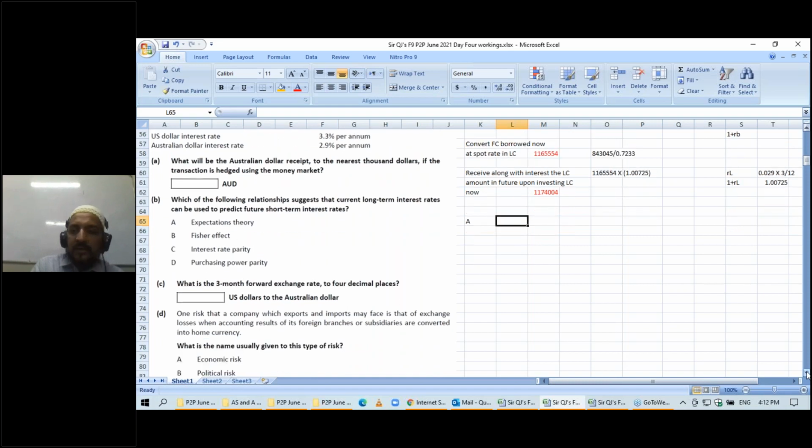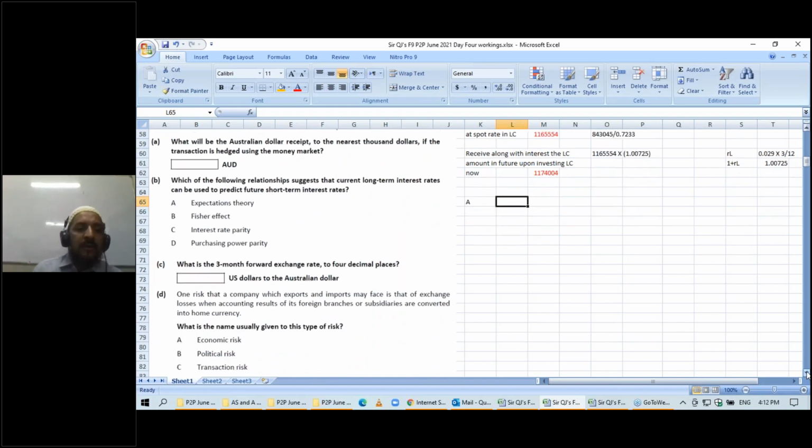So the next point is, what is the 3-month forward exchange rate to 4 decimal places? Now they have not given you any forward exchange rate in the question, right? They have given you just a spot rate in the question, which is 0.7233.